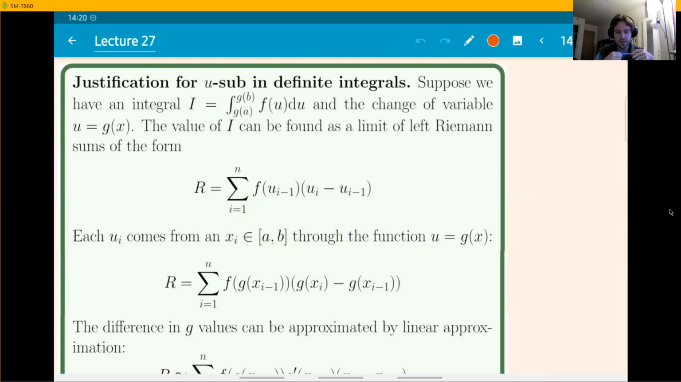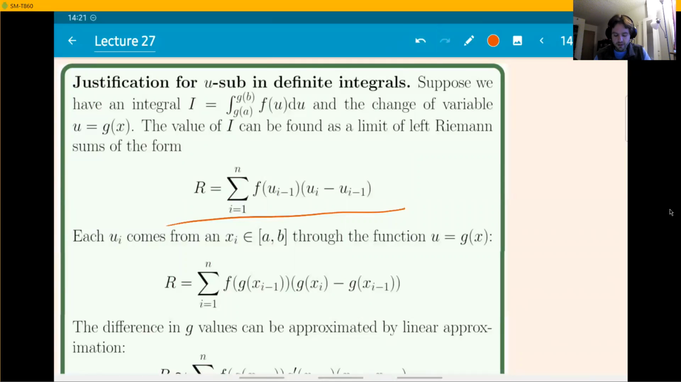So, justification. Suppose that you have an integral, this form of it, the form that happens after the u sub. I'm going to show that this is the same as the form before. So suppose you have this where you also have the change of variable u equals g of x. According to the actual definition of an integral as area, as limits of Riemann sums, we know that the value of this integral I here can be found as a limit of Riemann sums of any type, in particular, the one that we call the left Riemann sum, this one.